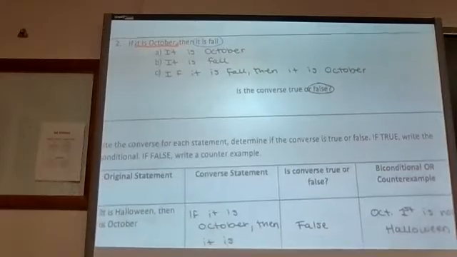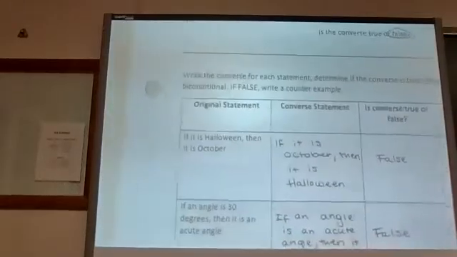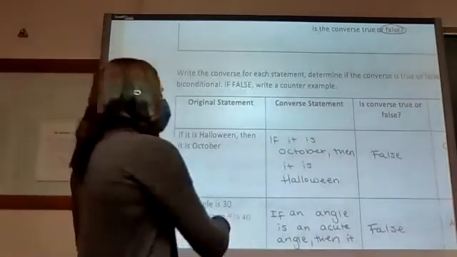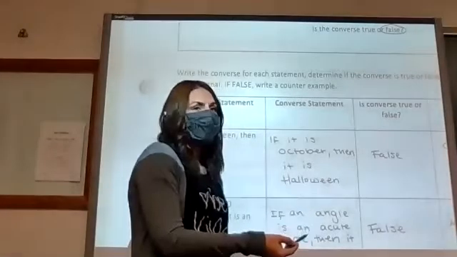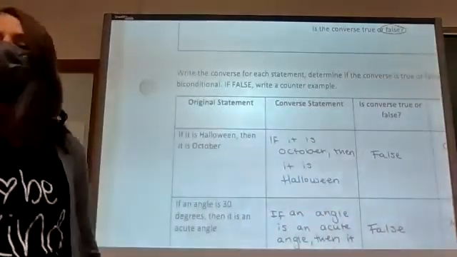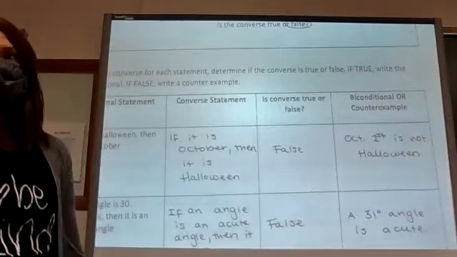Then we have this table. So given the statement, write the converse, decide if it's true or false. So first statement's really similar to the one above. So if it's Halloween, then it's October. That's true. Halloween's always in October. But if I flip it and say, well, if it's October, then it's Halloween, that's false because, and my counterexample is, October 1st is not Halloween.